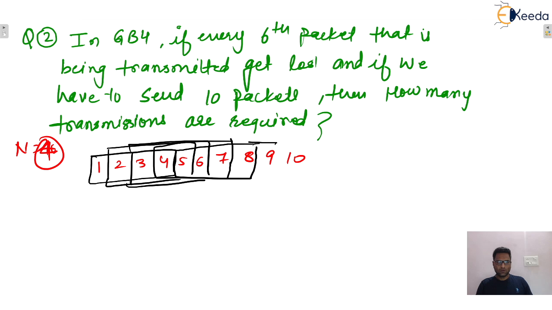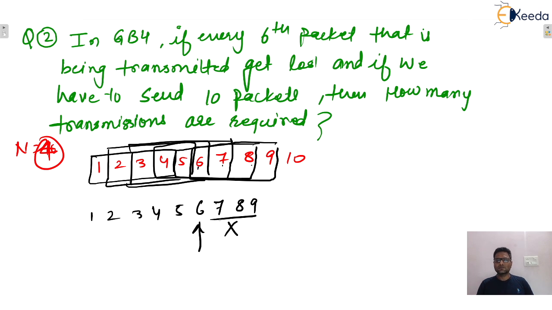Presently, let's say 6, 7, 8, 9 are in the window. Counting 1, 2, 3, 4, 5, 6, now the sixth packet gets lost. So 7, 8, 9, which are in the window, will be discarded by the receiver because these are out of order packets. Again, retransmissions will start from 6 onwards, and all these 4 packets will be retransmitted.